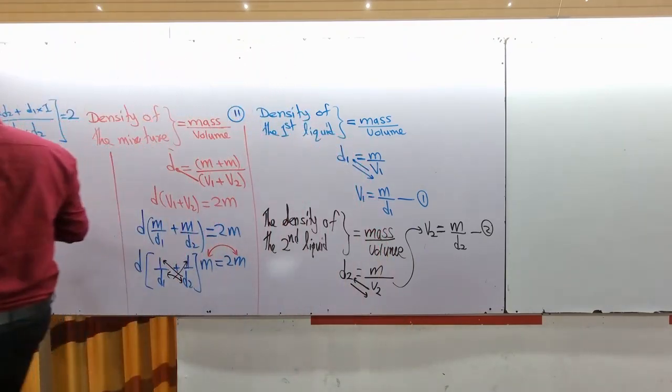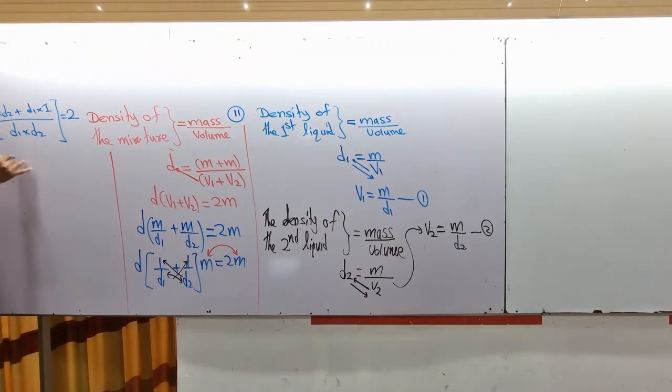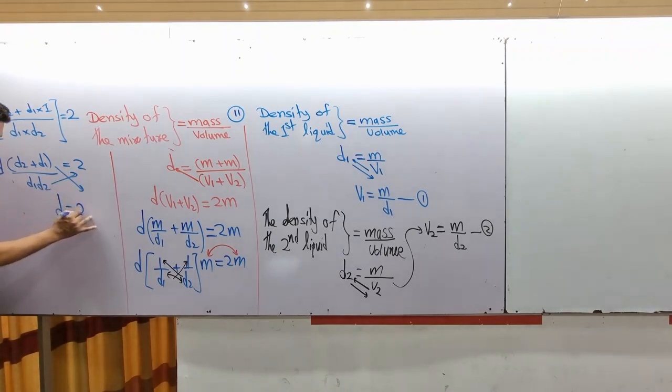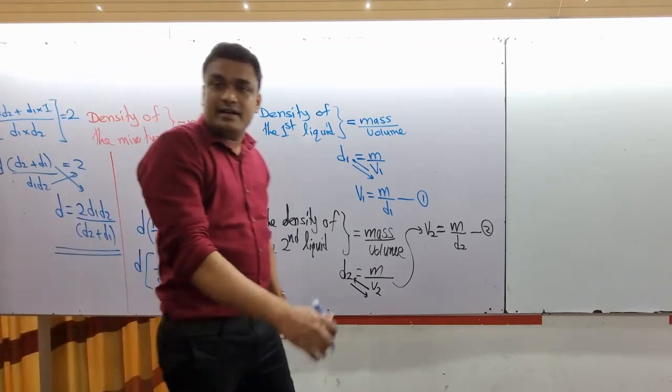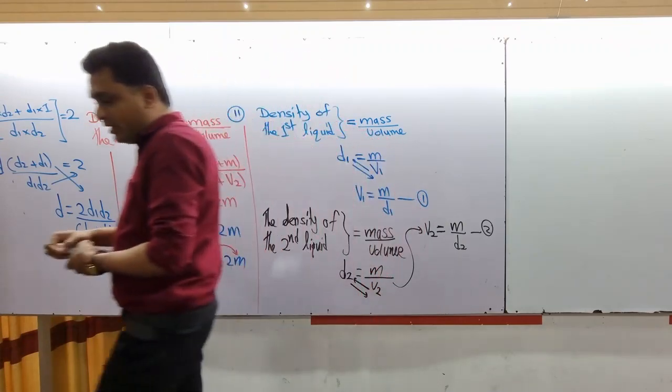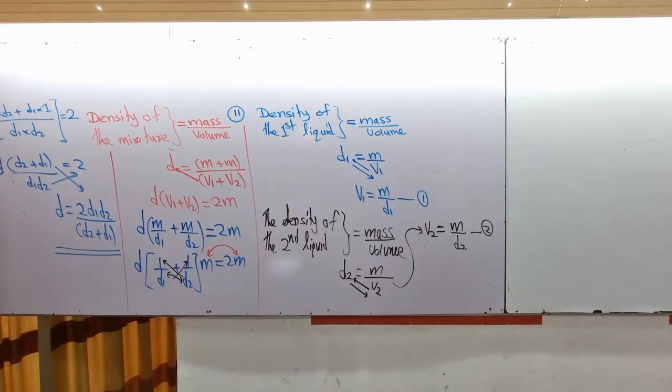Okay dear? So finally you get D times D2 plus D1 equals 2 divided by D1 D2. If you use cross multiplication like this, D can be subjected to 2 D1 D2 divided by D2 plus D1. D2 plus D1, or D1 plus D2, no problem. So this is the correct answer. So which choice is correct here? Among the 5 answers, which choice is correct? Fifth one, right? Very good.